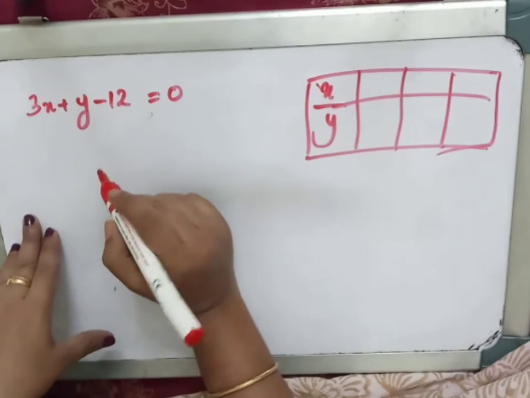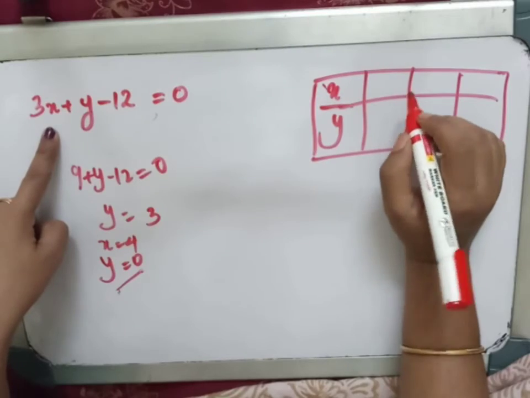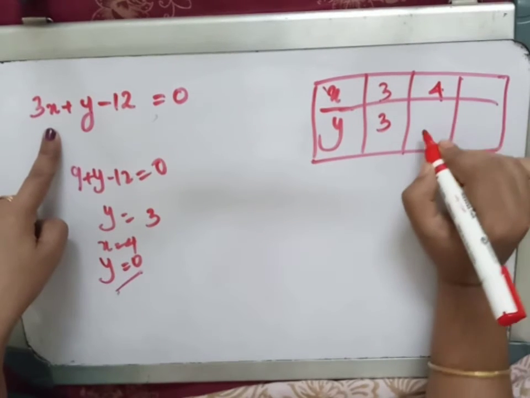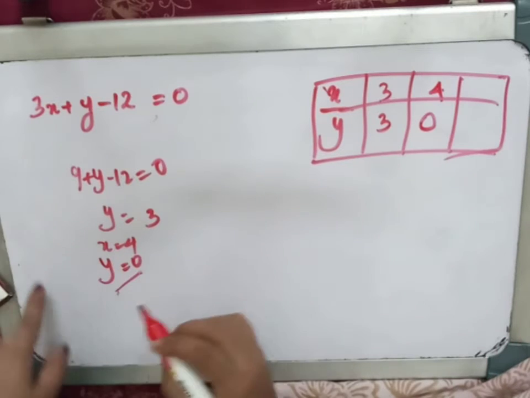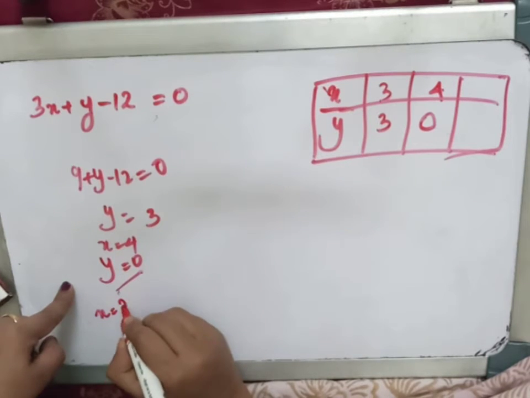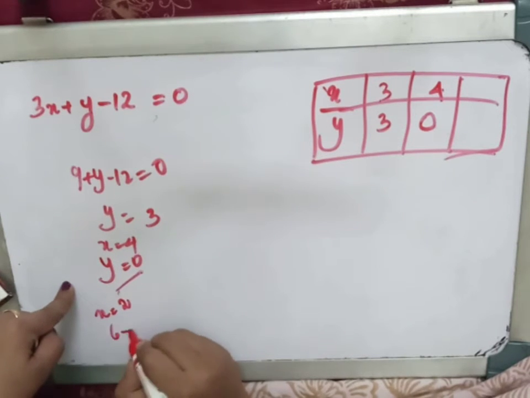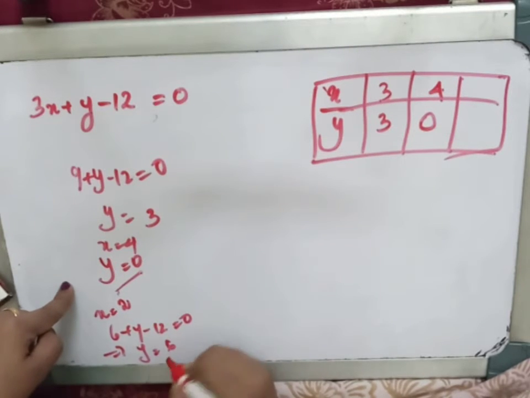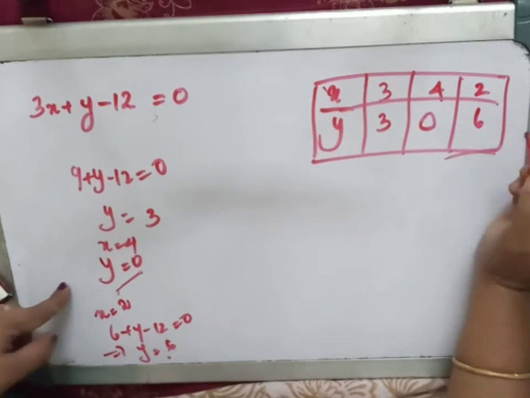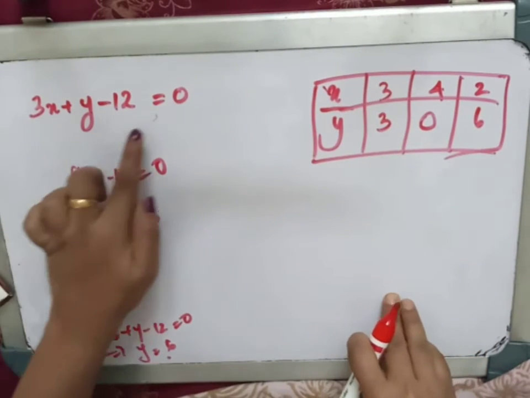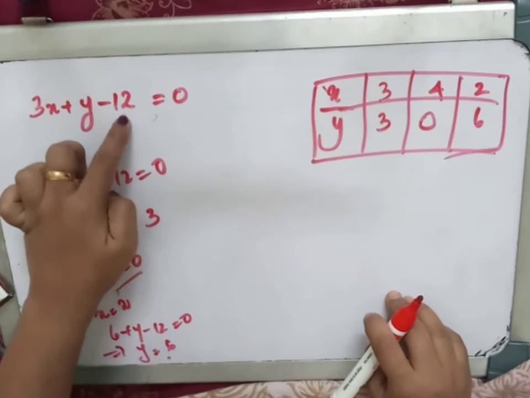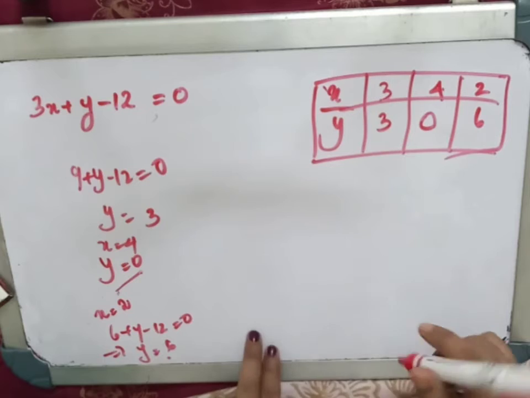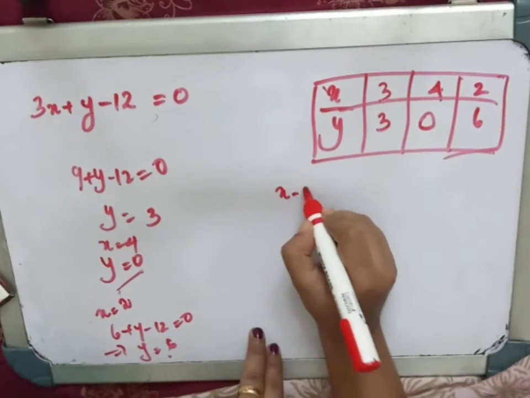So let us substitute 3 for x first. When x is equal to 3, y is equal to 3, when x is equal to 4, y is equal to 0. Now let us substitute x is equal to 2. So 6 plus y minus 12 is equal to 0. Therefore y is equal to 6. You should always be substituting the factors or multiples of this constant in the equation, that is c in the equation.